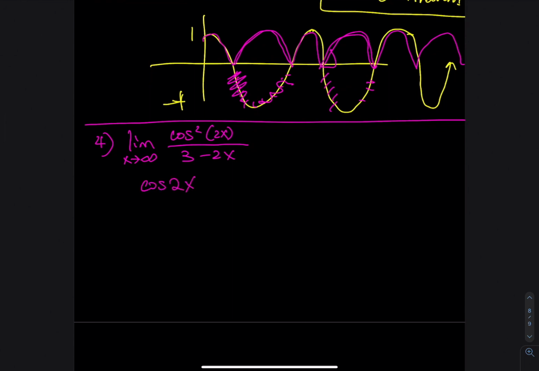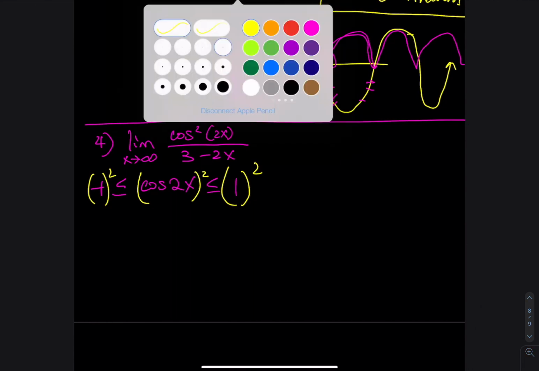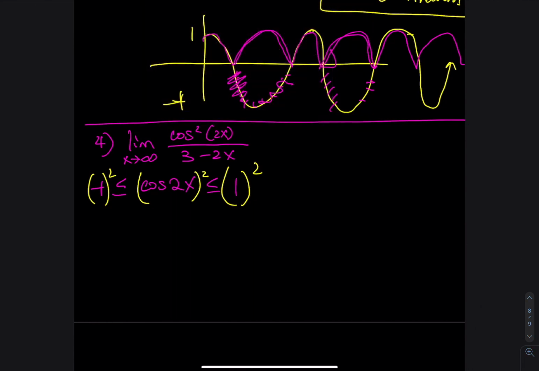Cosine 2x, again, the 2x doesn't change the amplitude. The 2x changes the period only. So the amplitude is still, well, it's not really the amplitude, the range is still between 1 and -1. Now, once you square each side, now watch. This is -1 squared, right? In theory, it is supposed to be 1. And then this is cosine squared 2x. And then this is supposed to be 1.